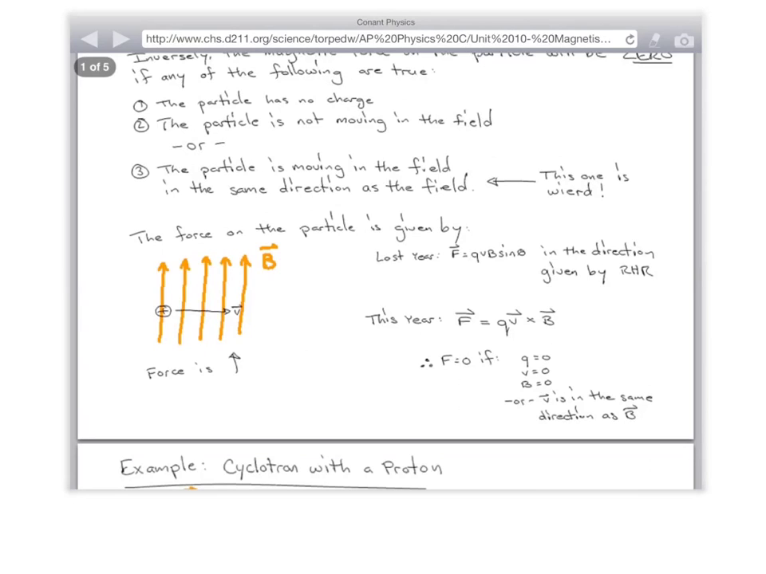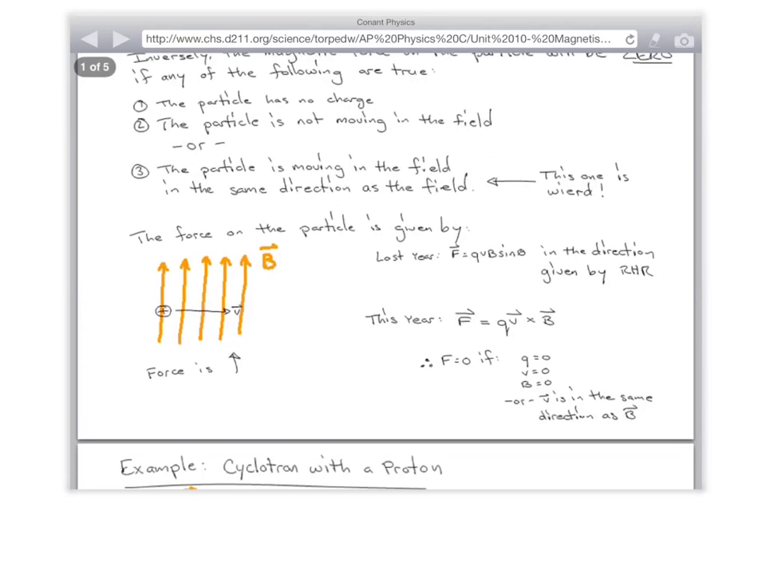How many times have we done a cross product so far in this class? Three. When was the first time we did a cross product? It was actually first semester. Torque. Remember, torque equals R cross F, RF sine theta.